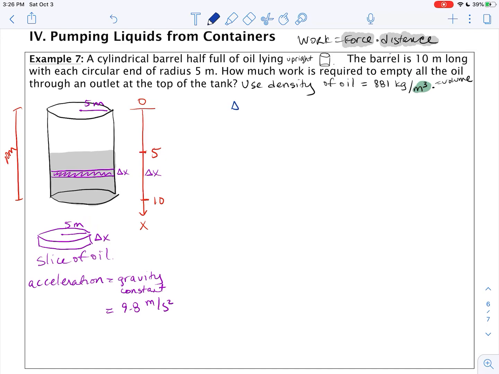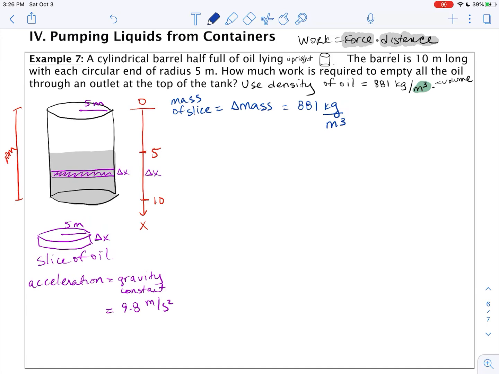So I'm going to start with, what is my delta mass of my slice? All right, this is mass of the slice, our delta mass. Okay, just for notation purposes. I need kilograms because mass is kilograms. And so I'm going to use my density here. And my density is 881 kilograms per meters cubed.